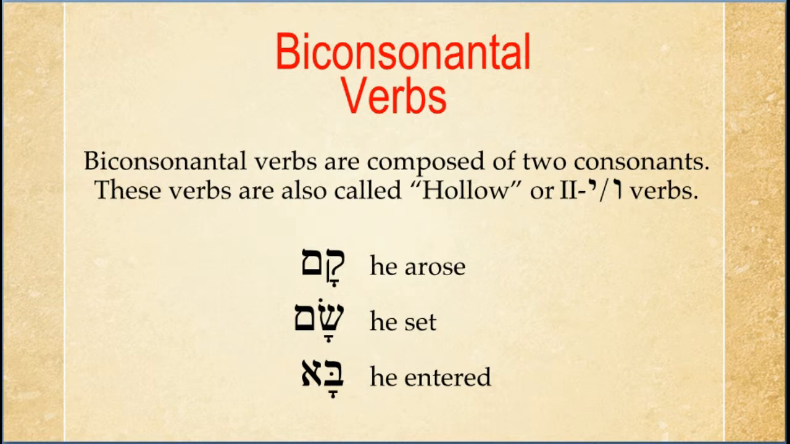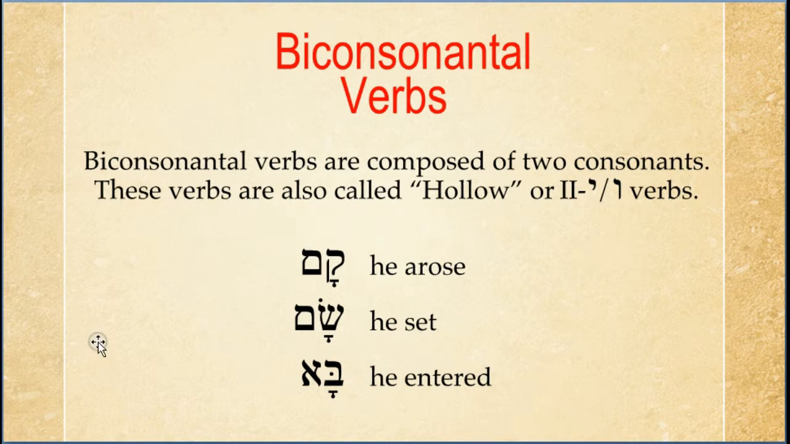So these verbs are called sometimes hollow verbs, or the second position yod-vav verbs. It doesn't really matter what they're called. I just want you to realize that the yod and vav are supposed to be originally in between those letters, and at some point this disappeared, so they're not there. And so you have this hollow space, and that's why they call them hollow verbs, is because they're missing a letter.